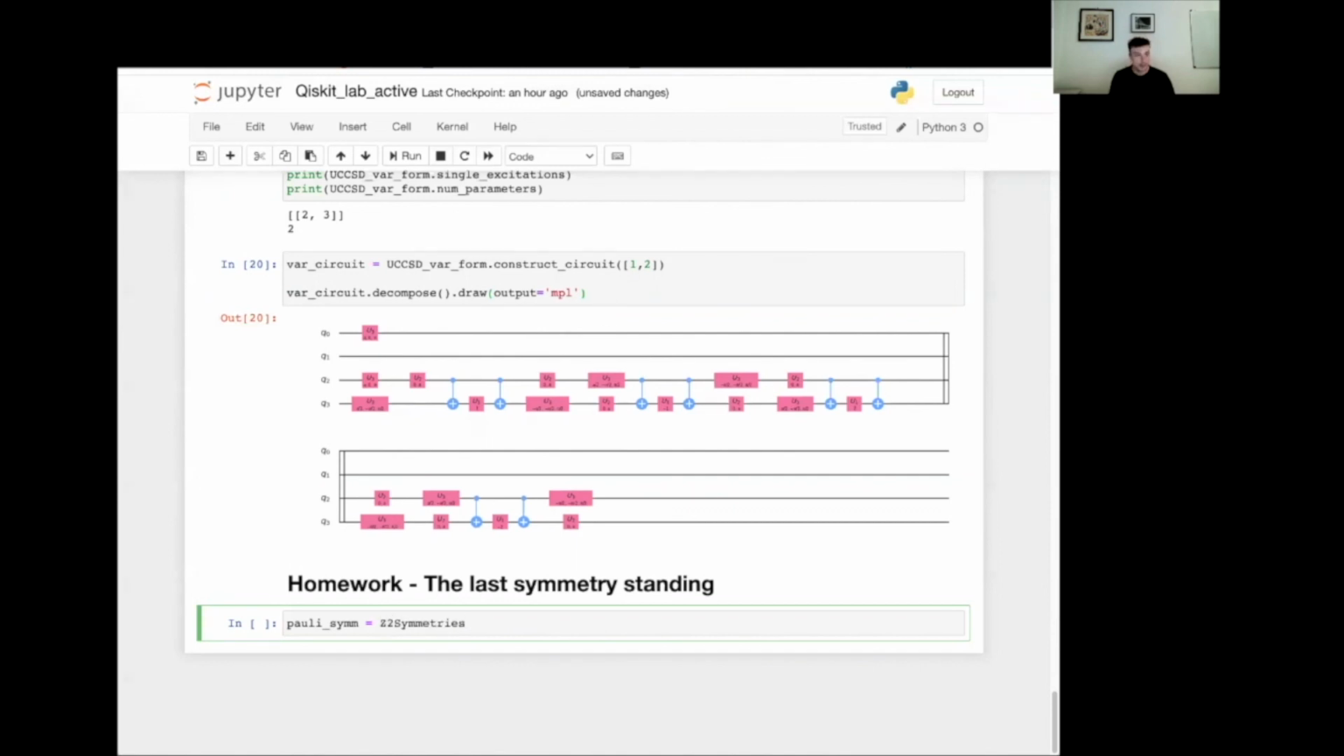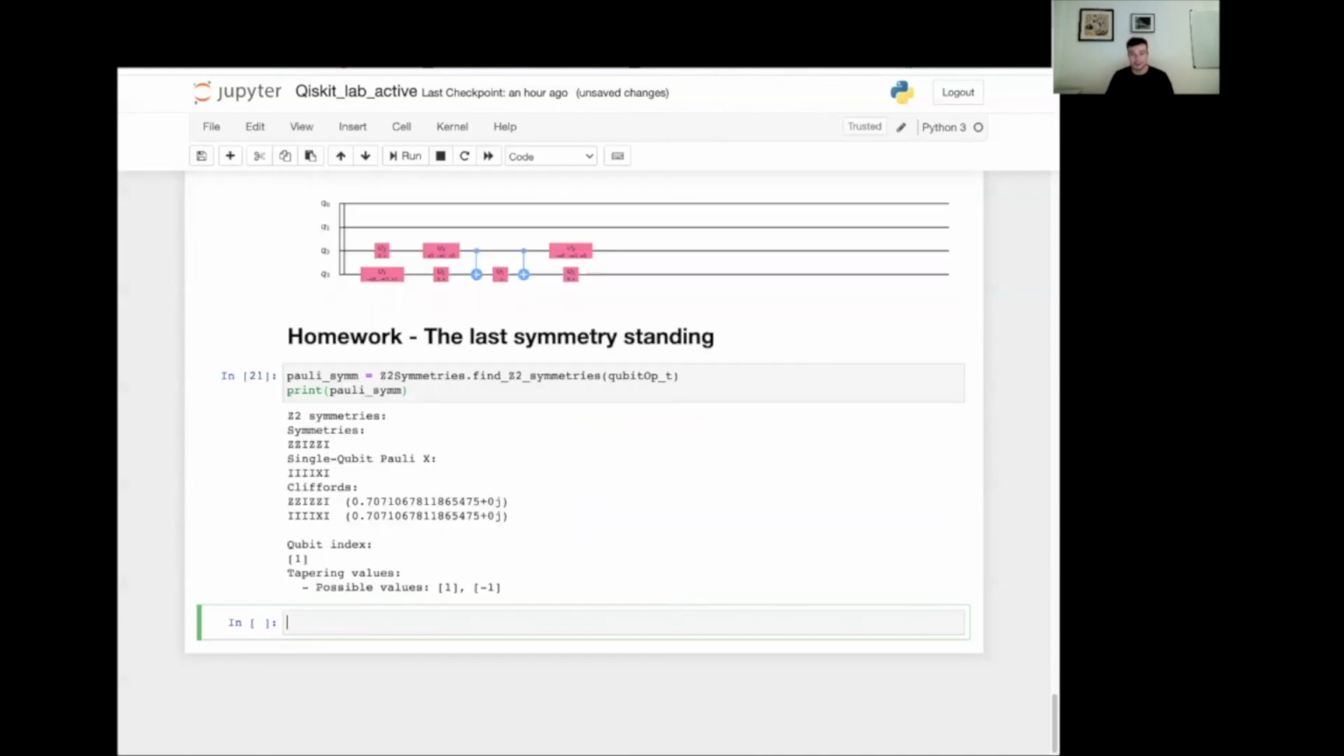So let's call again the find Z2 symmetries method in the Z2 symmetries class, but this time let's apply it to the tapered qubit operator. And let's print the symmetries that this method will find. And as predicted, we have one symmetry which is still here. Okay, so what I would like you to do as homework is to try to use Qiskit to take this tapered qubit operator and bring it down from its current 6 qubits to 5 qubits by removing this last symmetry which is still standing.